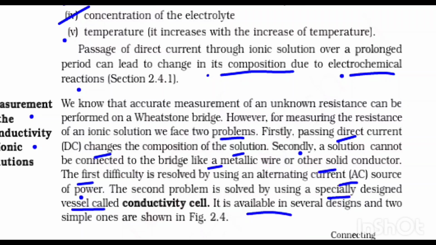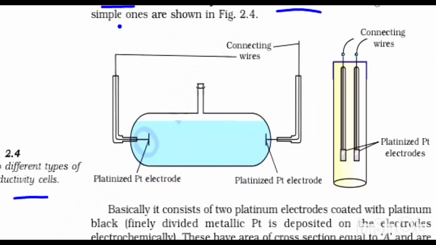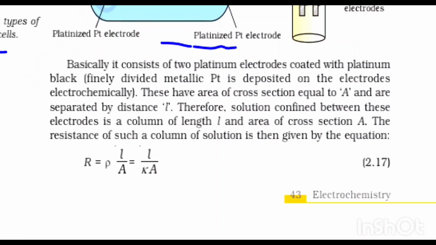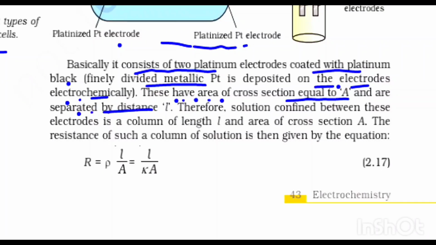It is available in several designs, and two simple ones are shown in figure 2.4. Different types of conductivity cells. This is figure 2.4. Basically, it consists of two platinum electrodes coated with platinum black. Finely divided metallic platinum is deposited on the electrodes electrochemically. These have area of cross section equal to A and are separated by distance l. Therefore, the solution confined between these electrodes is a column of length l and area of cross section A.